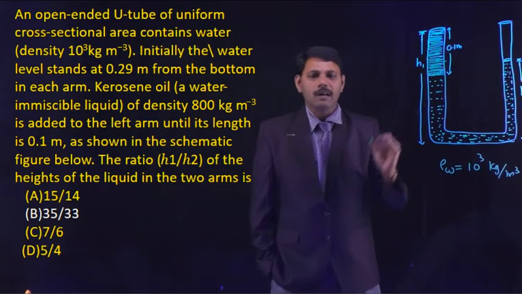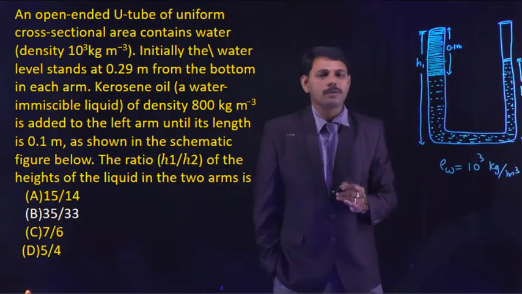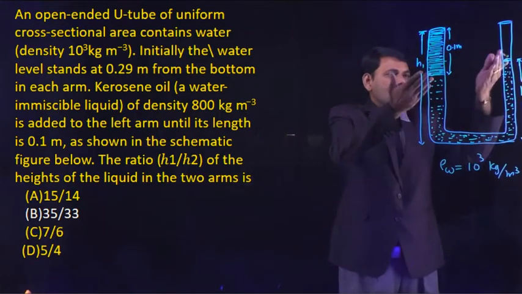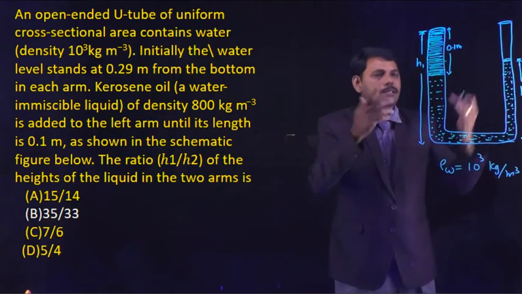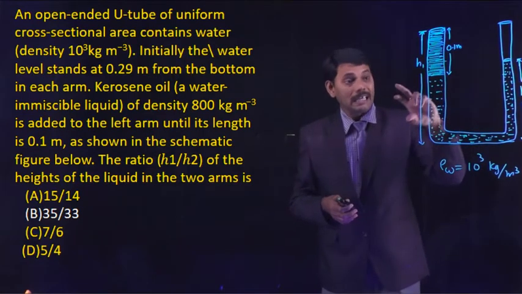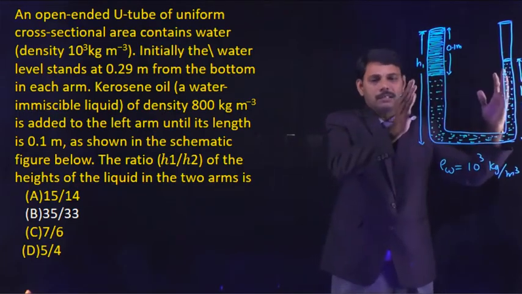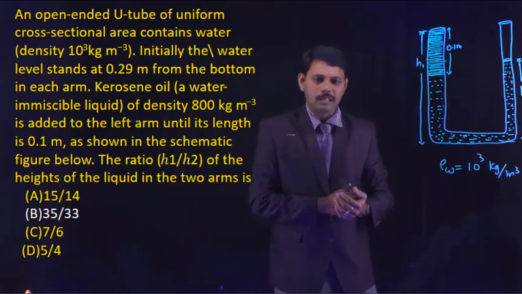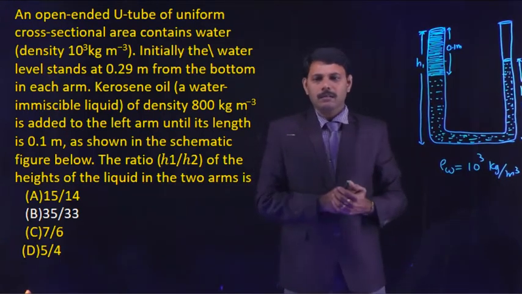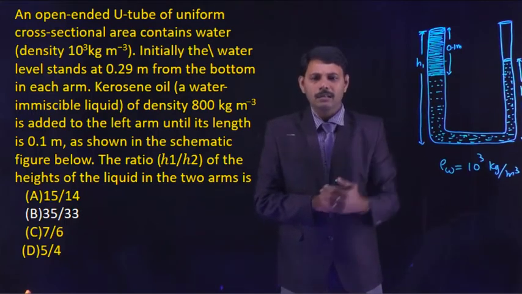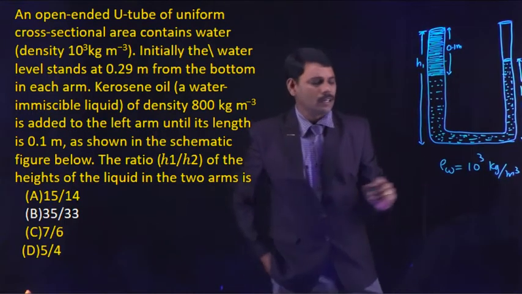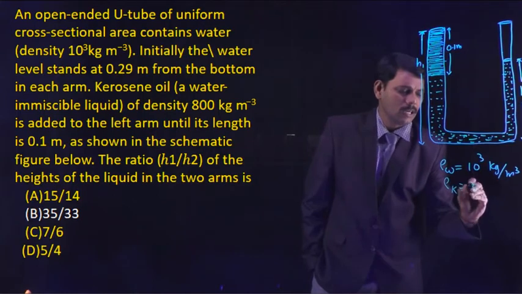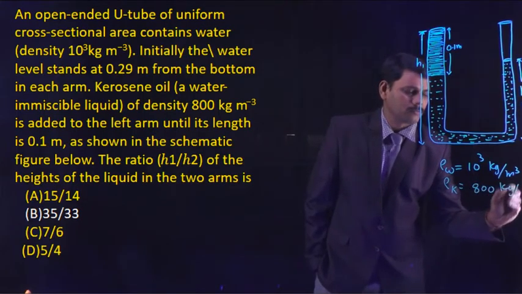Initially the water level stands at 0.29 meter from the bottom in each arm. On either side, in both the limbs of the U-tube, water stands at a height of 0.29 meter. Here, kerosene oil has density rho K, which is 800 kilogram per meter cube.